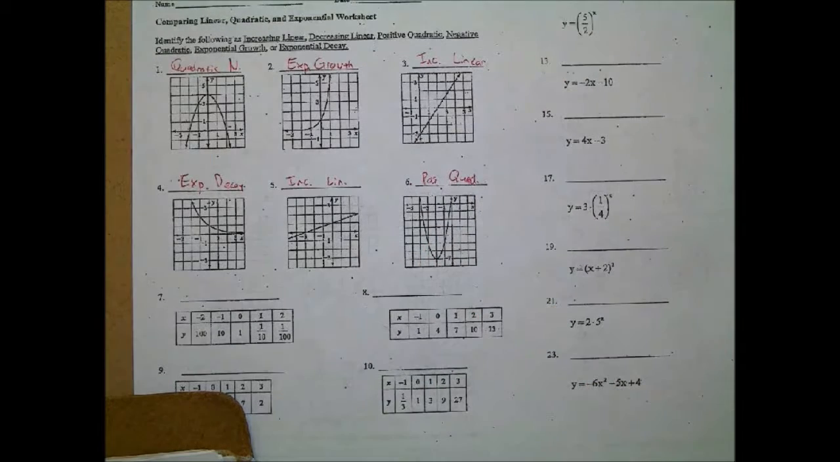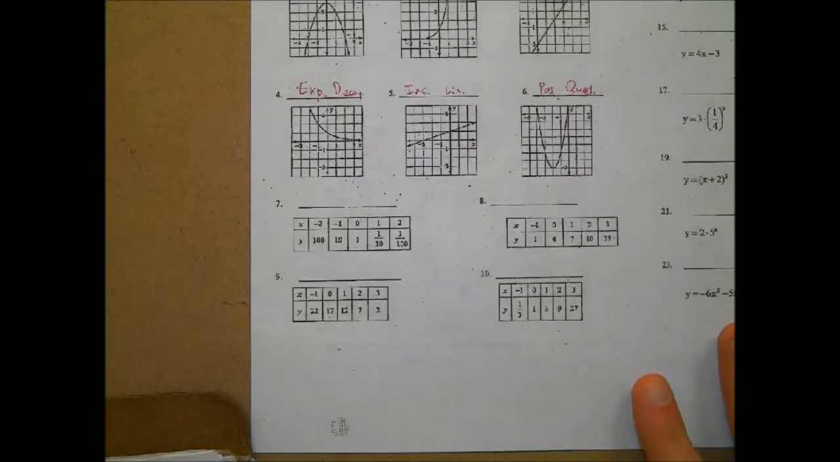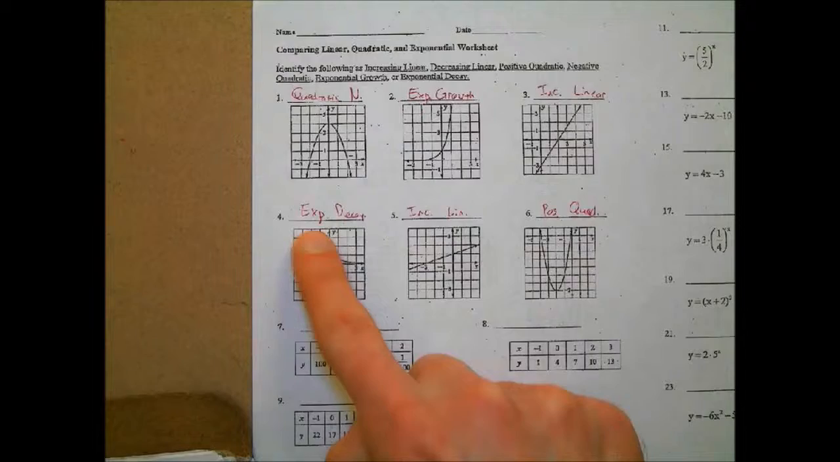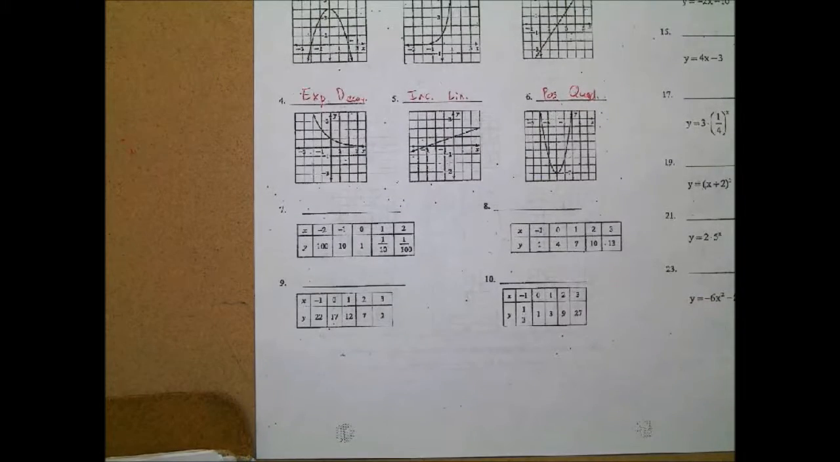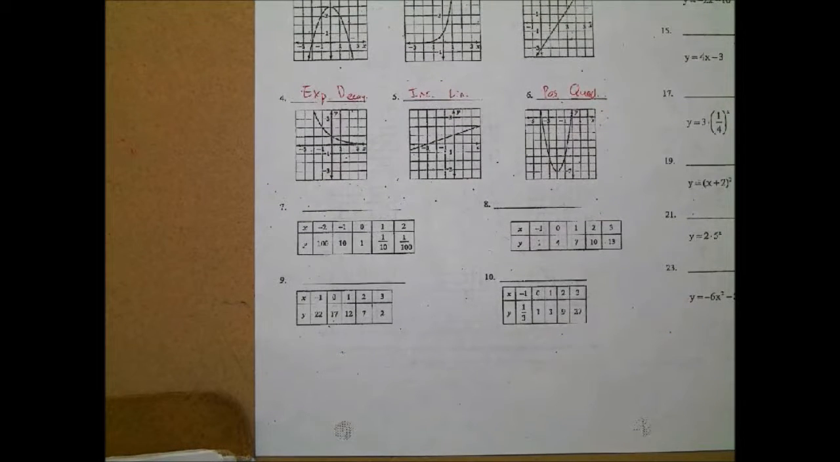All right, we'll do a few tables, and then we'll do a few of these functions, and then we'll have you guys try some here on your own. Or maybe we'll just stop with that. We'll see. Anyway. Number 4, for exponential decay. Okay, let's look at some of these tables now. Let's zoom in here on this one.